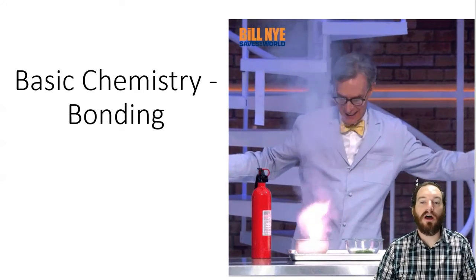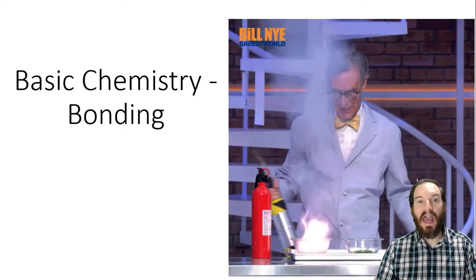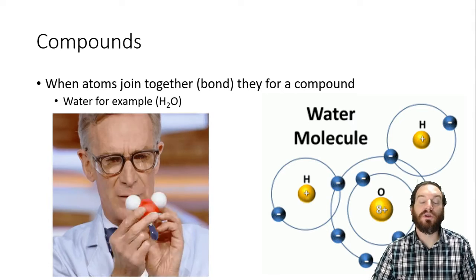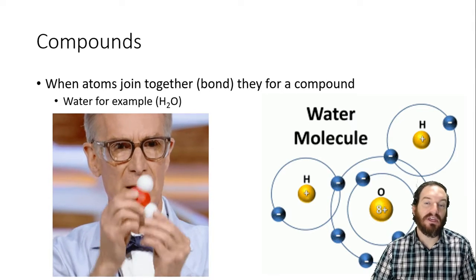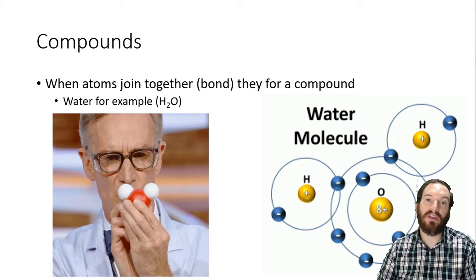So let's talk about bonding. When we talk about bonding, we're talking about multiple atoms joined together. And when multiple atoms are joined together, we form a compound. Now, a compound can sometimes change the behavior of those atoms.